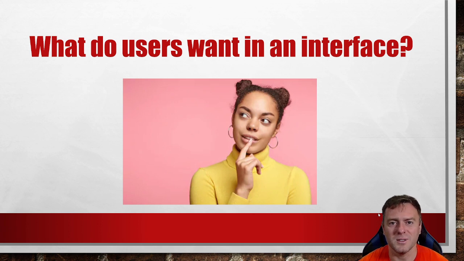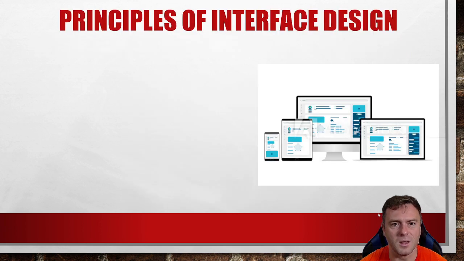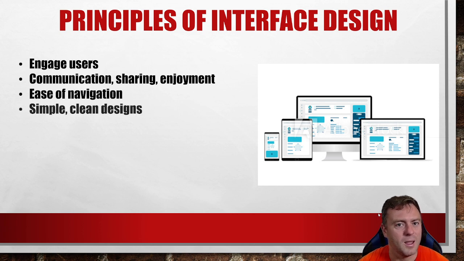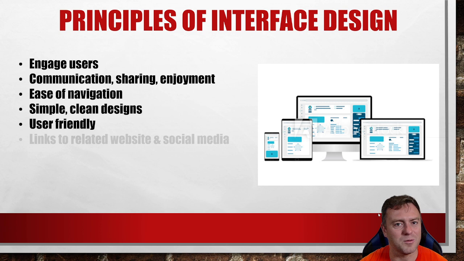What do users want in an interface? Have you considered what actually needs to be behind the scenes when you're building your product? And then you need to think about the principles of this interface design. When you're thinking about it, you need to engage the user. Do they actually want to use your product? Is there communication, sharing, and enjoyment in what you're doing? Is there ease of navigation? Can they get from A to B quite quickly? Is it simple and clean? Is it all cluttered like some of the things we've seen before? Is it user-friendly and intuitive of what they're going to do?